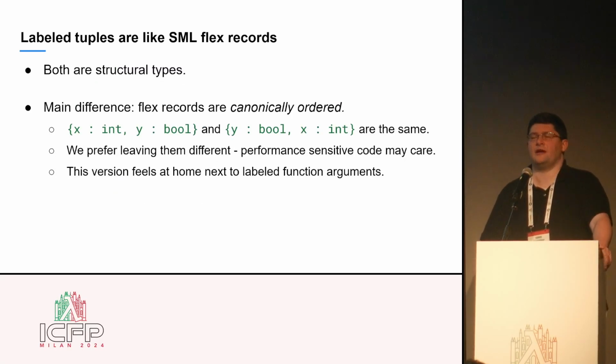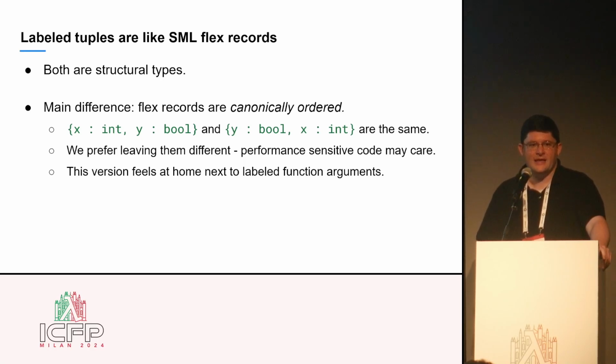Okay, so flex records. Surely there's some standard ML people in the room, and they're thinking, SML has this. What are you doing? Why is this interesting? And that's true. Labeled tuples are very much like SML's flex records. There are some differences. One difference is that we support these omitted labels and these repeated labels, which feel more natural in a tuple setting than a record setting.